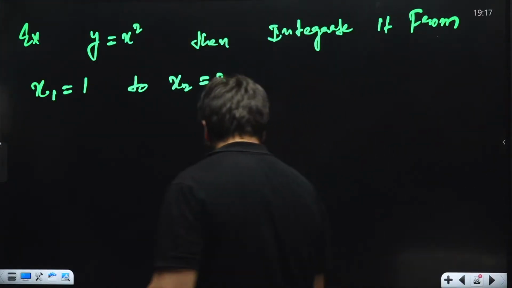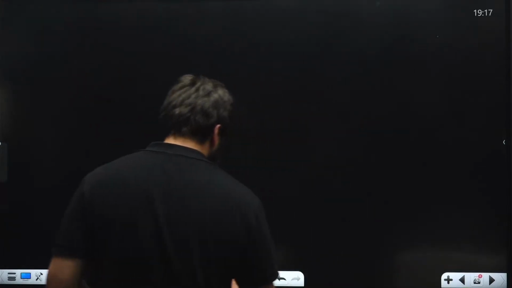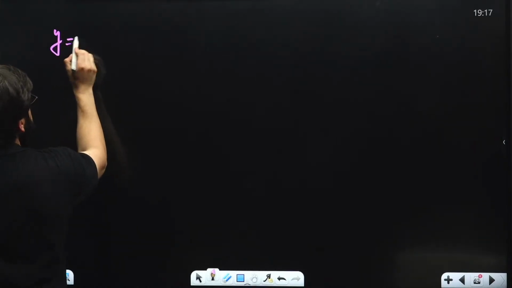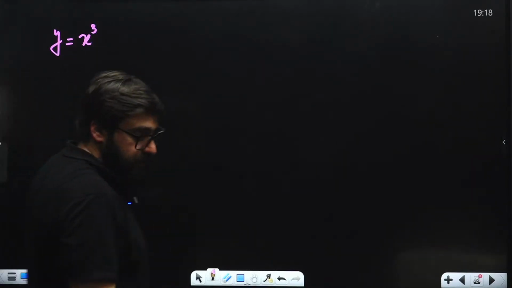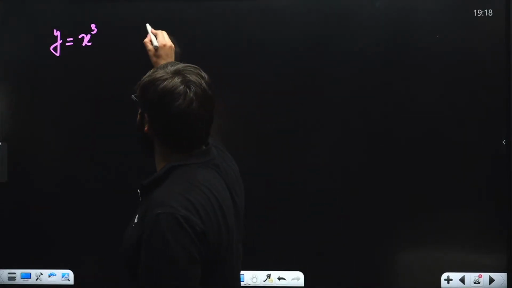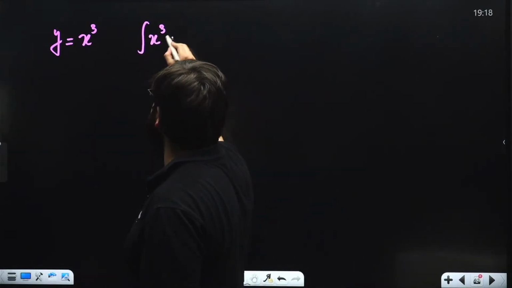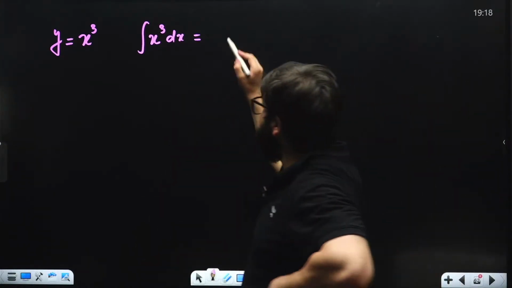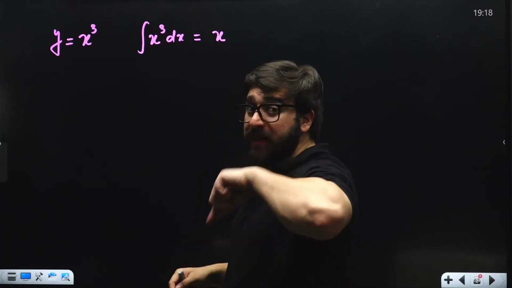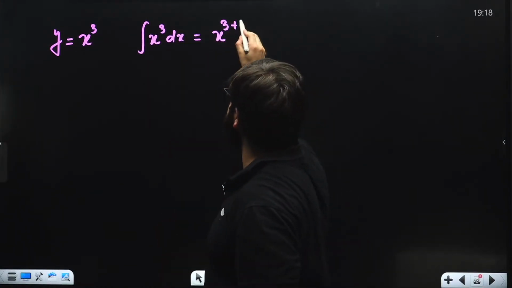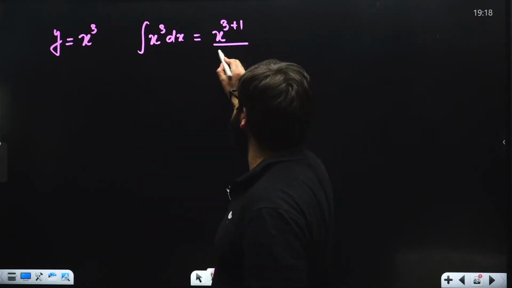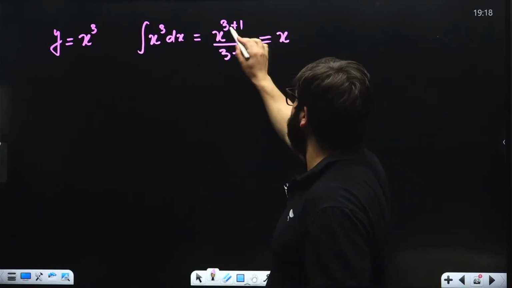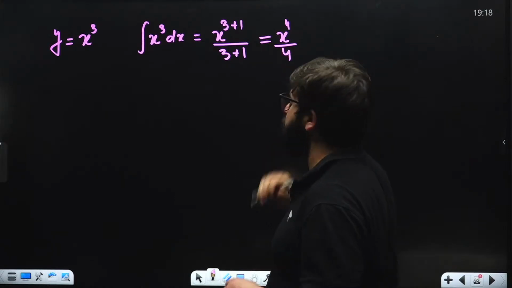Let's suppose you have got over here y is equal to x cube, and you have to do its integration. Means you have to find integration of x cube dx. What is the integration of x cube dx? It will be simply x raised power plus 1, that is 3 plus 1, upon power plus 1, that is 3 plus 1. So it will be simply x raised power 3 plus 1, that is 4, upon 4.